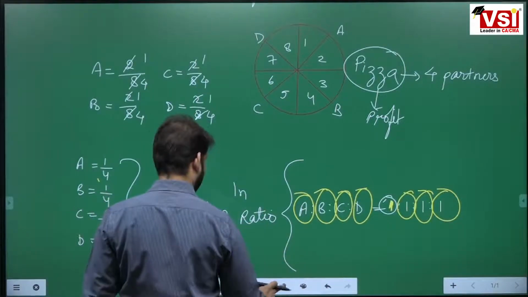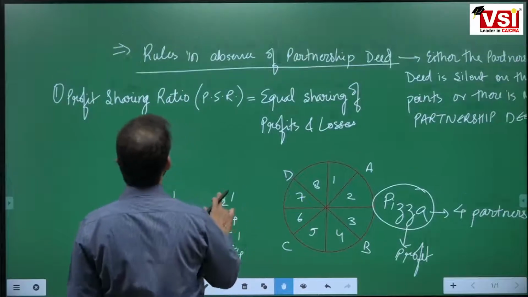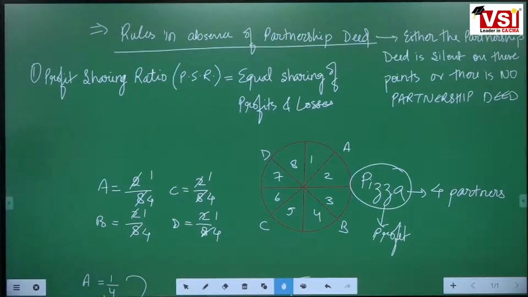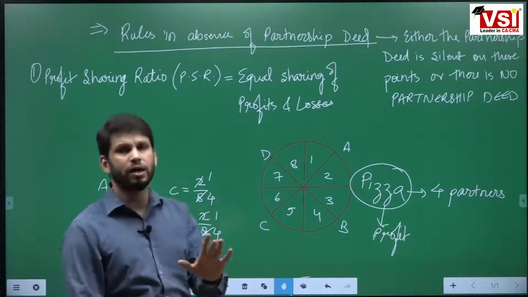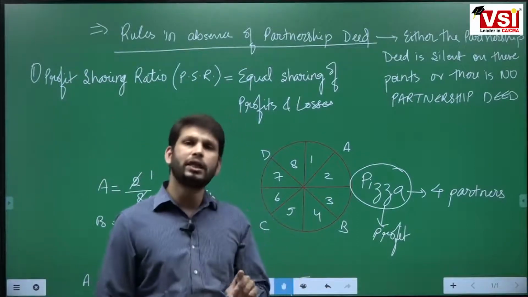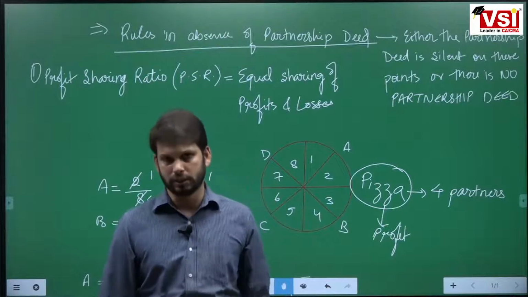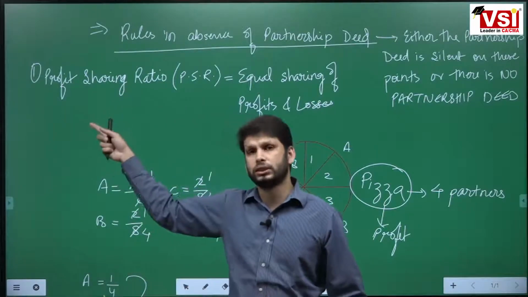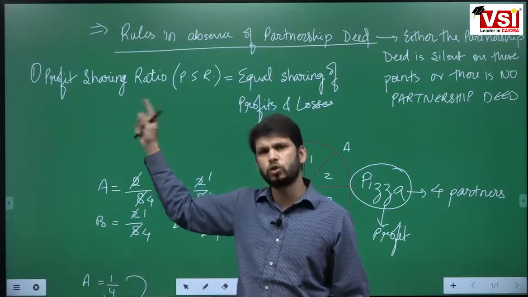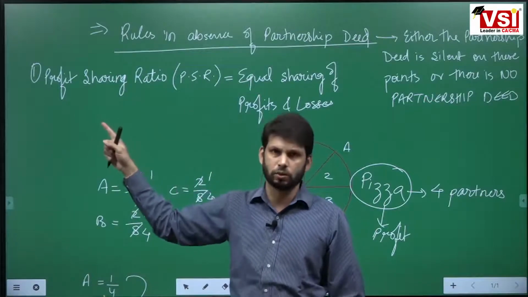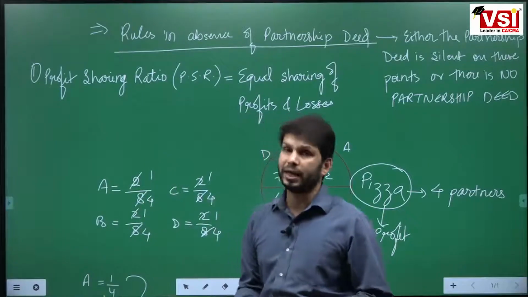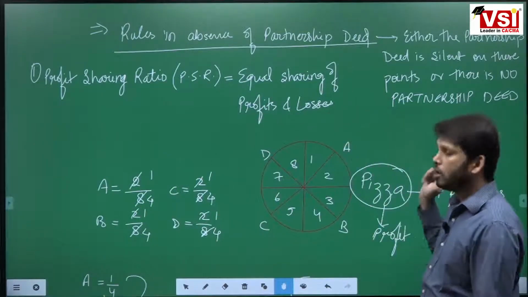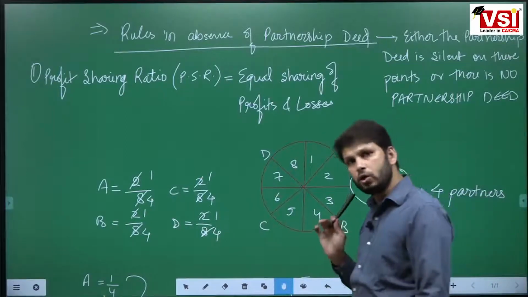The first thing that we have written is rules in absence of partnership deed. And what is the rule if there is no partnership deed, or if there is a deed but it is silent about it? About what? About how they will share profits and losses. We will just call it profit sharing ratio. It also includes losses. In short we call it PSR. What is written is equal sharing of profits and losses. Everyone will get an equal share.